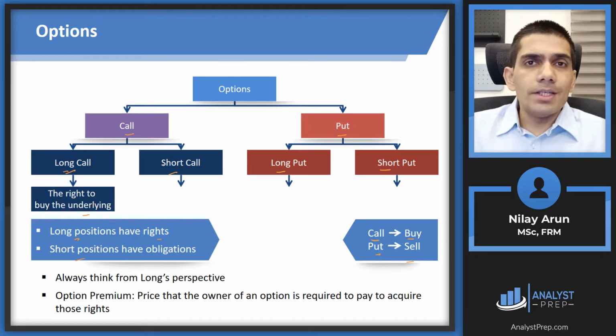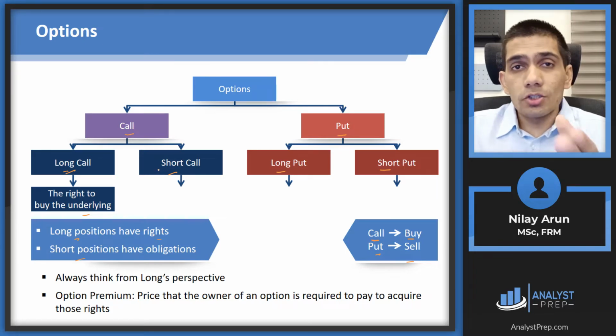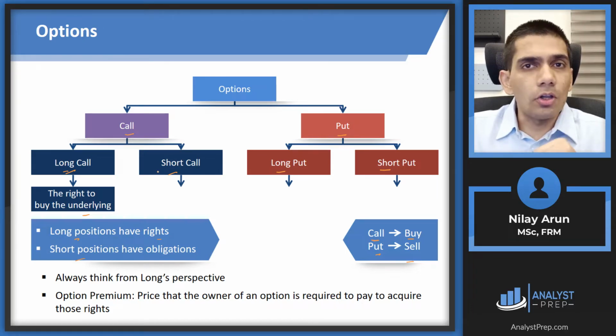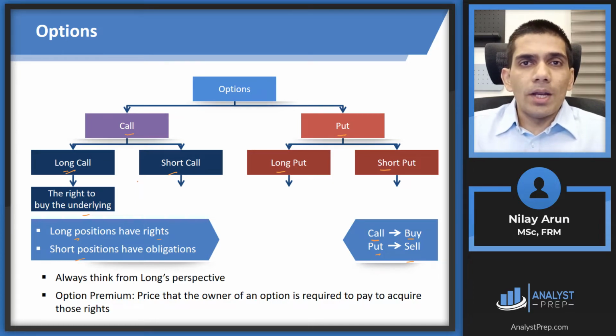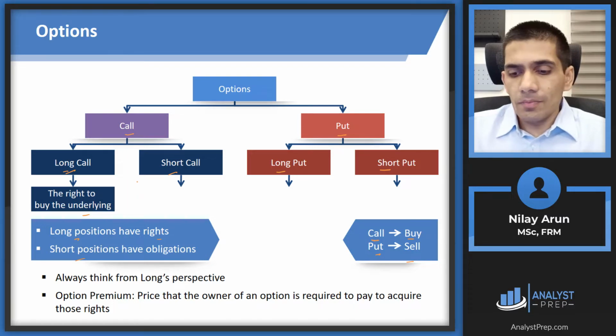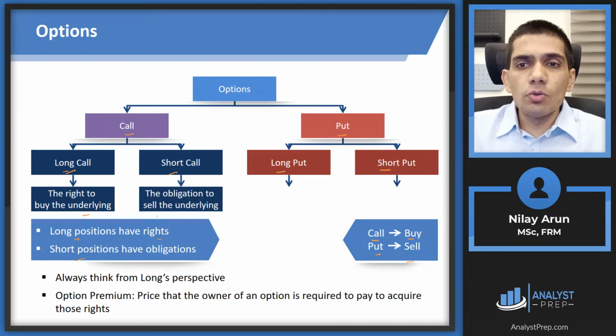Now, short call is the opposite party. Let's say I'm the one who has purchased the call option from you, that means I am long on the call option. That means you are the one who has sold that call option to me. So you are short on the call option. Now, if I have the right to buy the underlying, you automatically have an obligation because you're the one who has sold that right to me. If I have the right to buy, that means your obligation is that whenever I want to purchase the underlying, you have an obligation to sell that underlying to me. So short call would mean the obligation to sell the underlying.